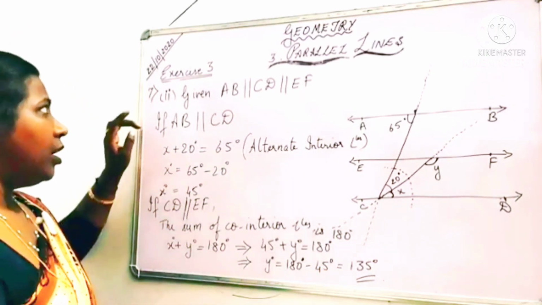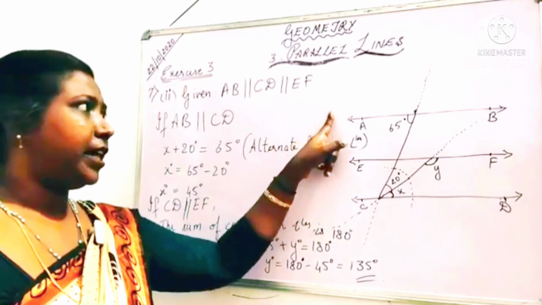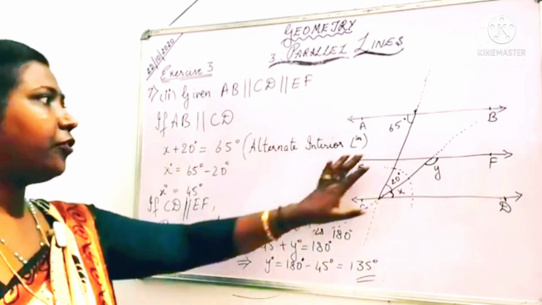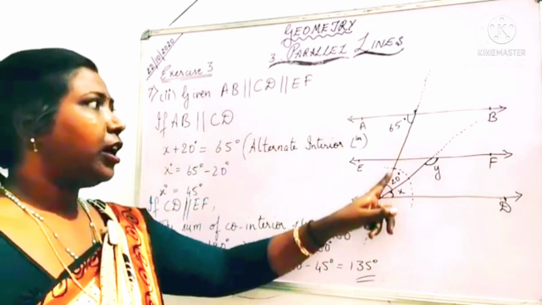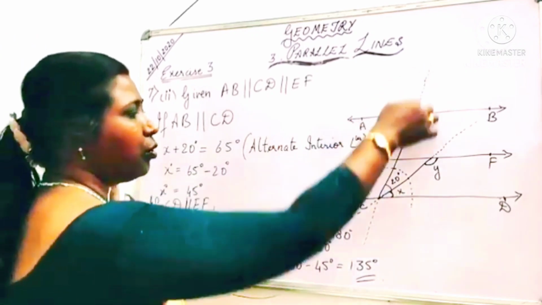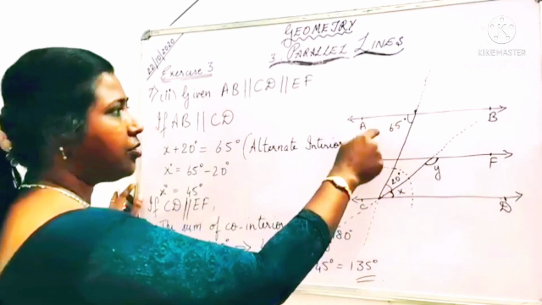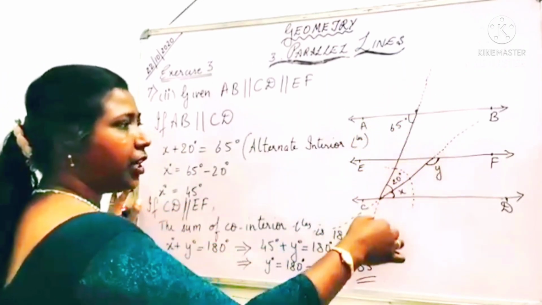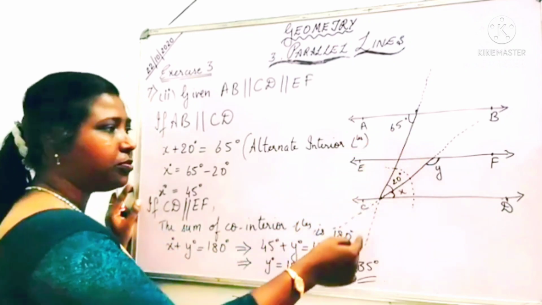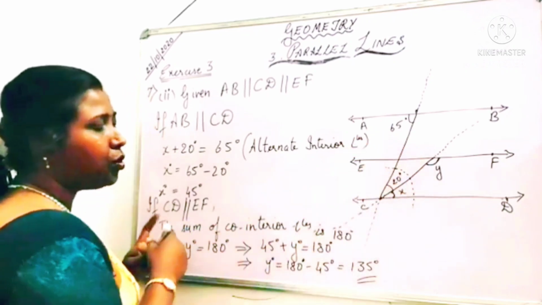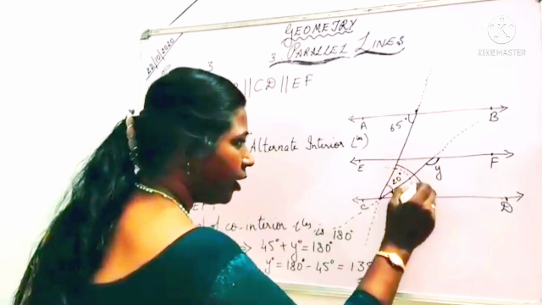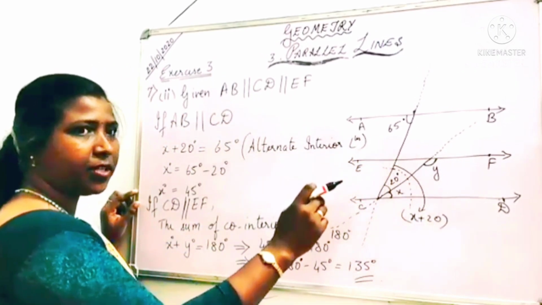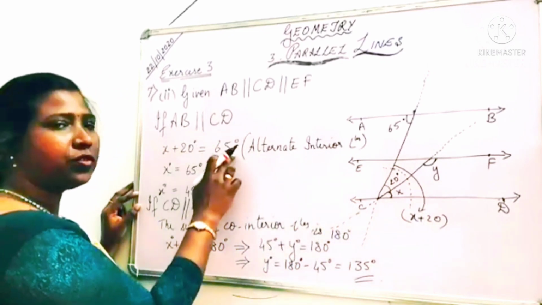Listen carefully students. Now here we are having the given part, that is AB parallel to CD and CD parallel to EF. Now the simple part we will take out first. If I am taking a transversal, this big line, first we will take AB parallel to CD. In that case, by this transversal the angle formed is x plus 20. This whole angle we will take as x plus 20. That means x plus 20 is equal to 65 degree.